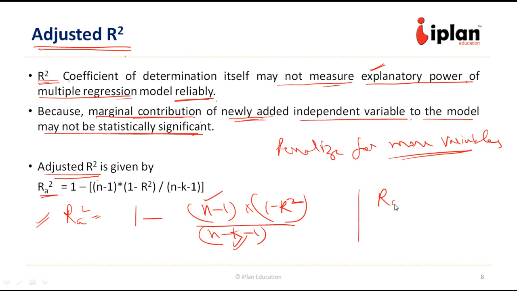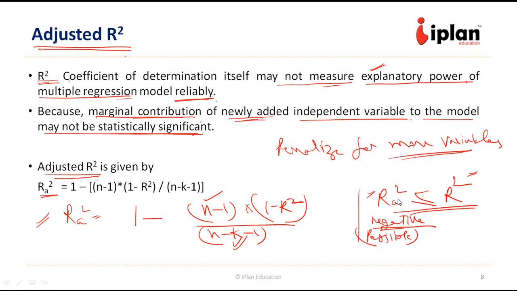This adjusted R square value is always going to be less than or equal to the original R square. And though R square can never be negative, this RA square could be negative. There is a possibility that RA square may have a negative value.